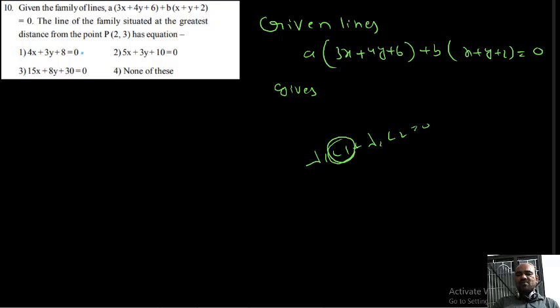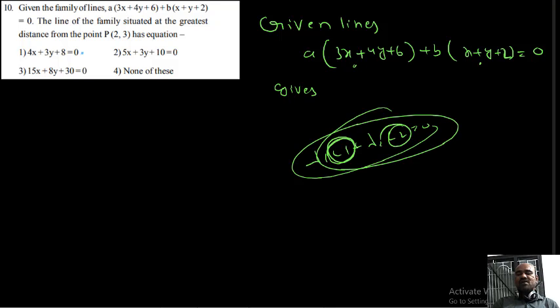What type of lines depend upon L1 and L2? L1 means 3x plus 4y plus 6 equal 0. L2 means x plus y plus 2 equal 0. What type of lines are they? They are intersecting lines. Observe, they are not parallel, they are intersecting lines. So this form will give concurrent lines.